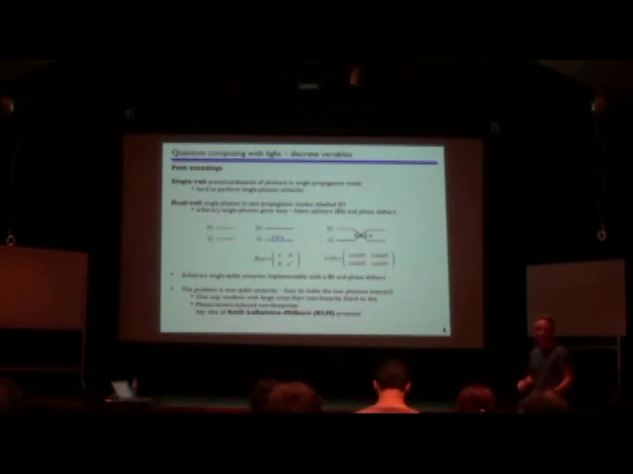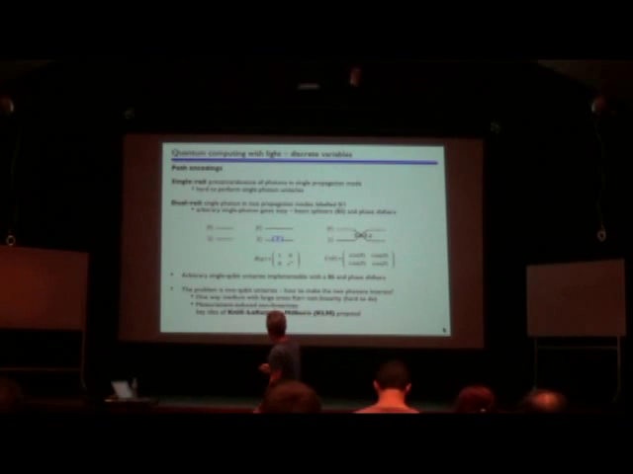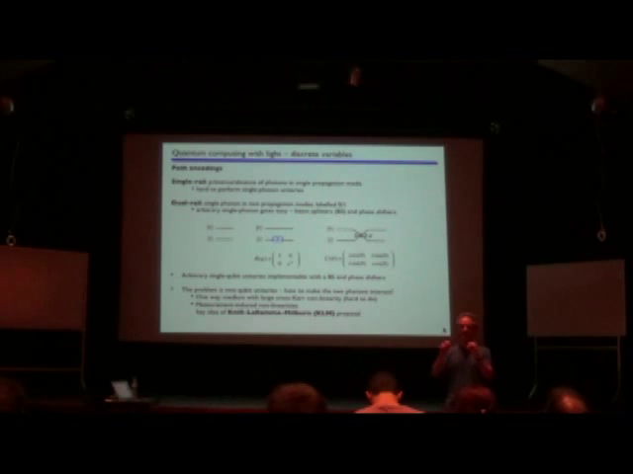The encoding that I'll discuss more here is the encoding in path, or in which way the photon is going, okay? And there's more than one way of doing this encoding. For example, you can do the single rail encoding, which is you have one path that you can send a photon through, and you encode information in there being a photon there or not, okay? So that's a zero and one.